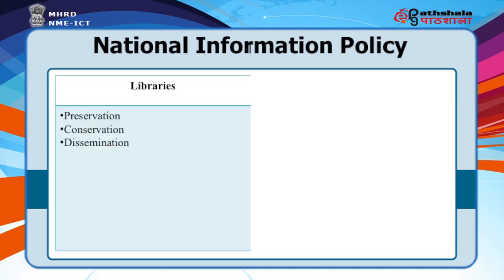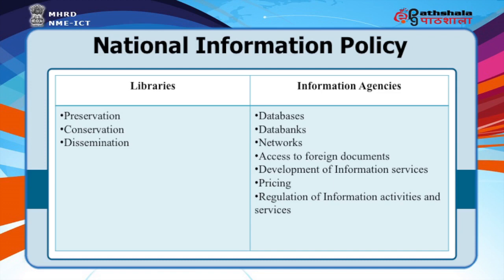While libraries deal with preservation, conservation, and dissemination of information in traditional media, information agencies are concerned with databases, data banks, networks, access to foreign documents, development of information services, pricing, and regulation of information activities and services.